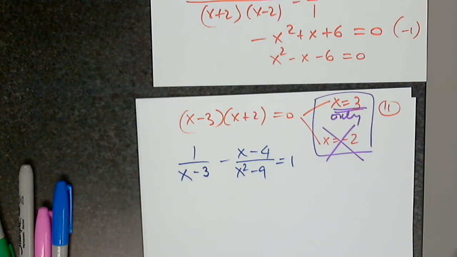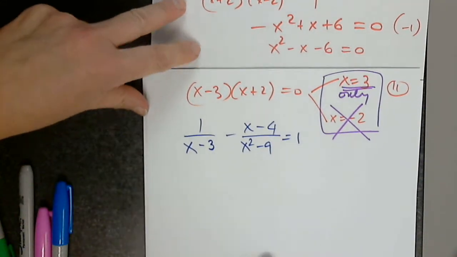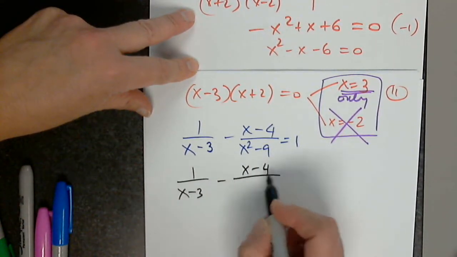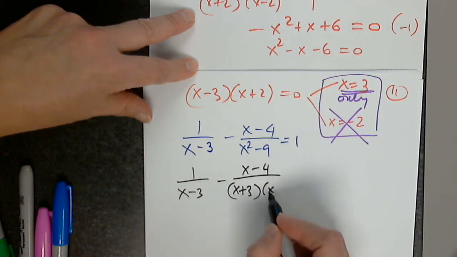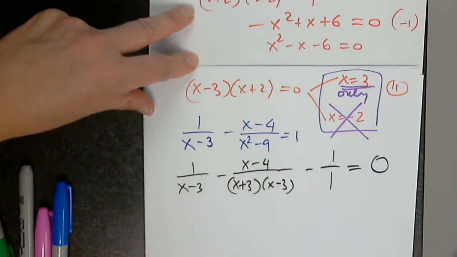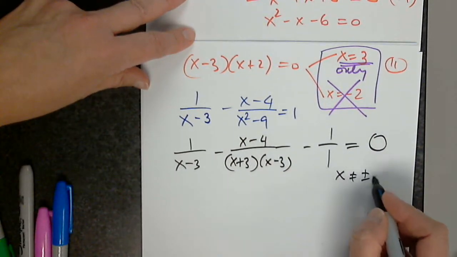Ready to work on this together? Okay, so here's what I would do. 1 over x minus 3 minus x minus 4 over x plus 3, x minus 3, minus 1 over 1 equals 0. I will state that x cannot be plus or minus 3.